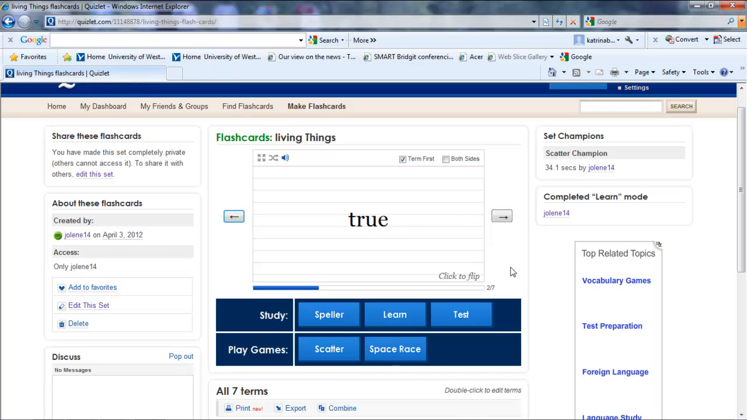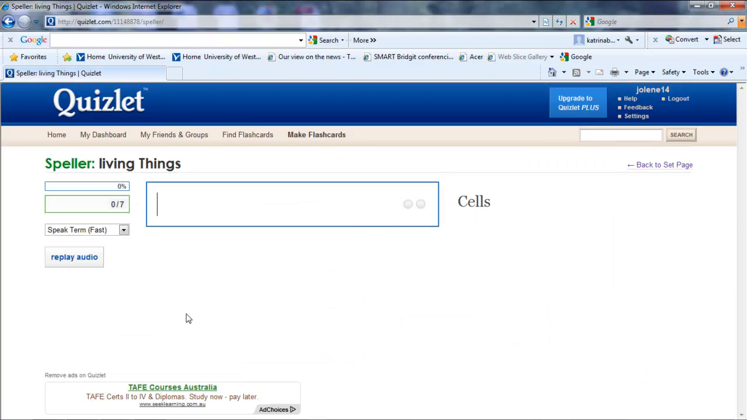True. And this is a great technique for students that have problems with reading. The speller tool also helps with students' literacy skills.